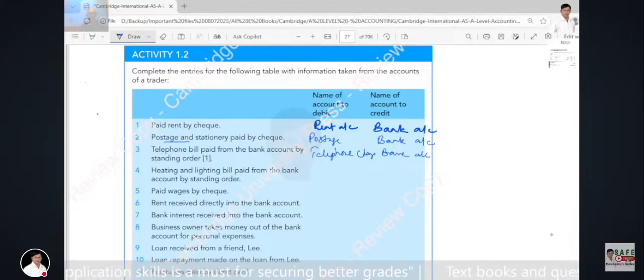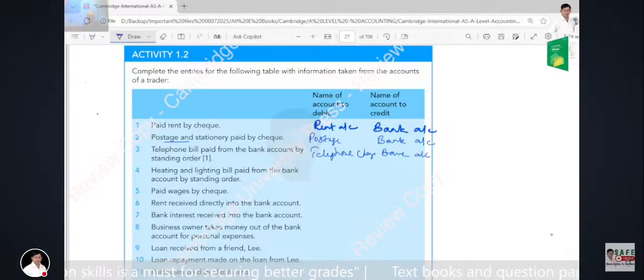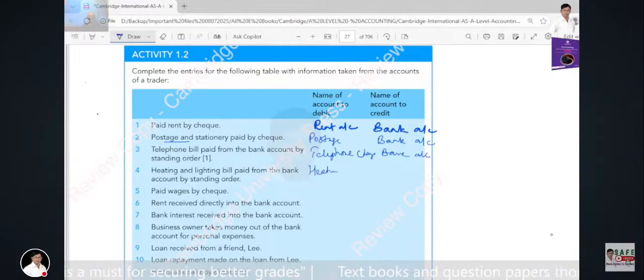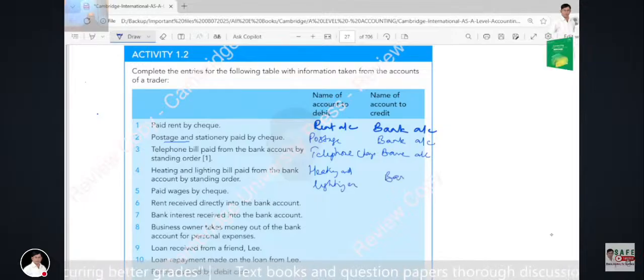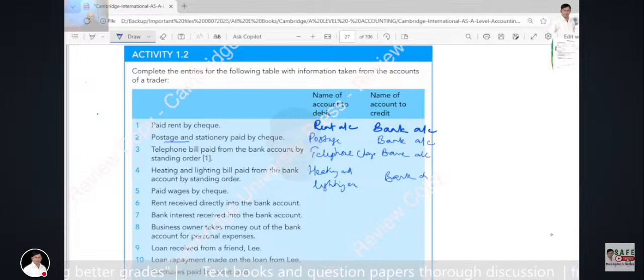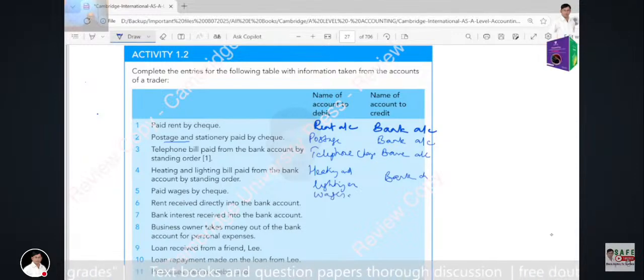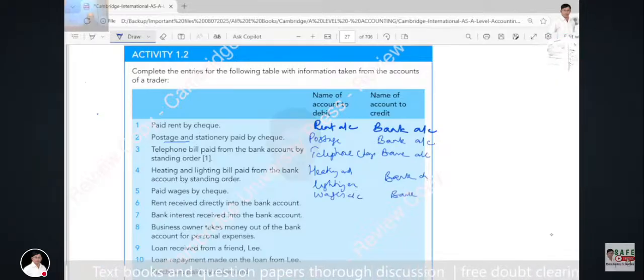So heating and lighting bill paid from the bank account by standing order. So heating and lighting bill, heating and lighting expense. Paid wages by check. So what is happening? Wages account by bank. Why? Because money is going out from bank.